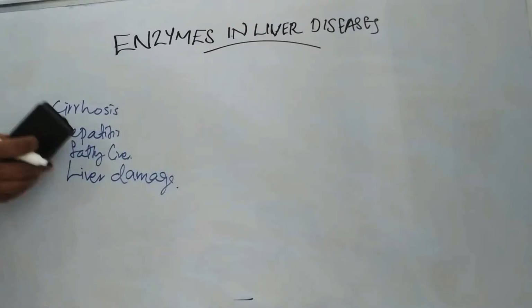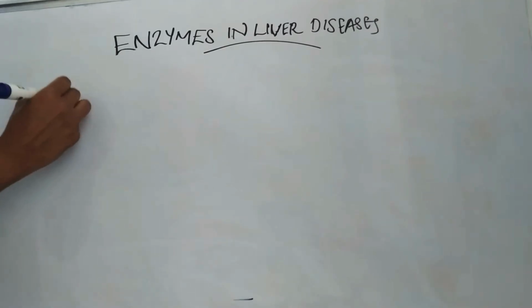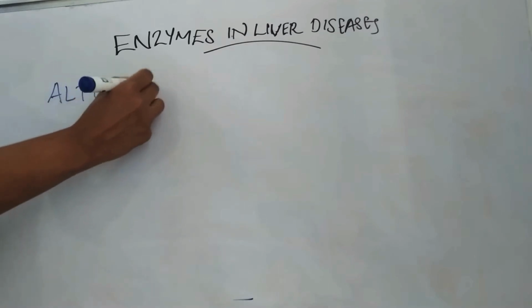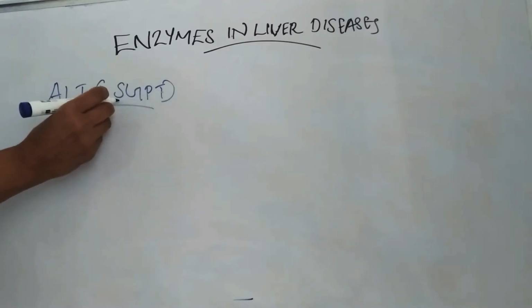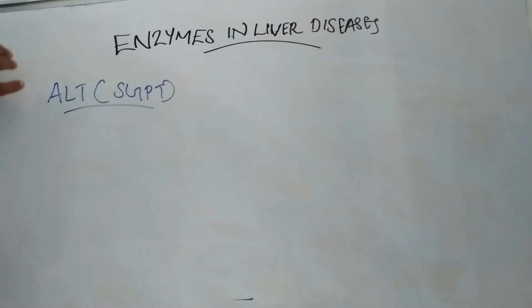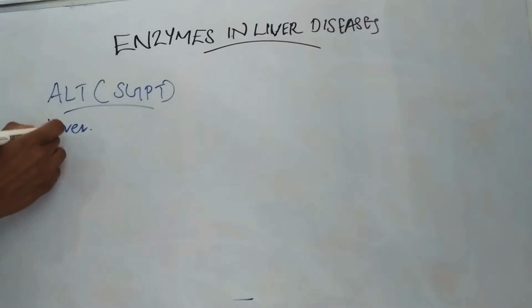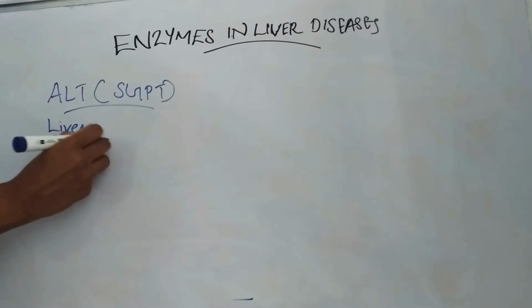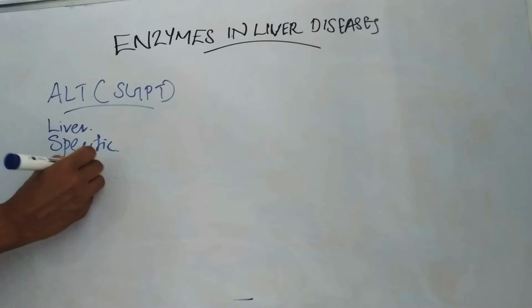The most important enzyme in liver disease is ALT or SGPT. ALT means alanine transaminase or alanine aminotransferase. SGPT is serum glutamate pyruvate transaminase. ALT is mainly found in the liver. It is very specific to the liver. It is entirely a cytosolic enzyme.